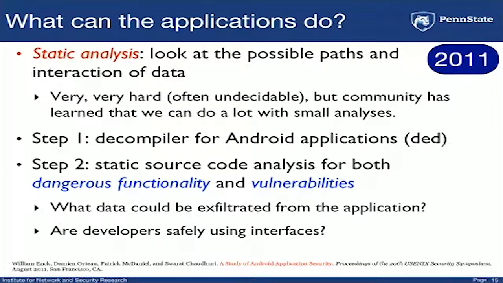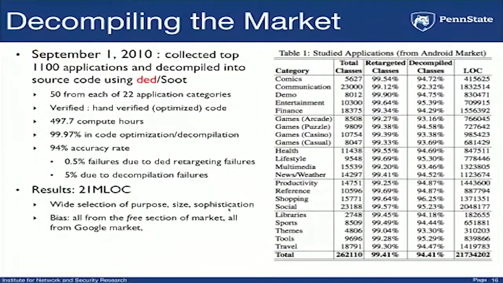So we spent about 6 months downloading a set of applications and building a set of static analysis tests. On September 1, 2010, we collected the top 1,100 applications out of the Google market, and we decompiled all of them to the best of our ability. We had about 94% of the classes, and about 99% we were able to retarget. But in the end, we were able to get the vast majority of source code for the applications in the top 1,100 at a given point in time, which is about 21 million lines of code, which is a huge amount of code. Then we actually did a bunch of analyses.